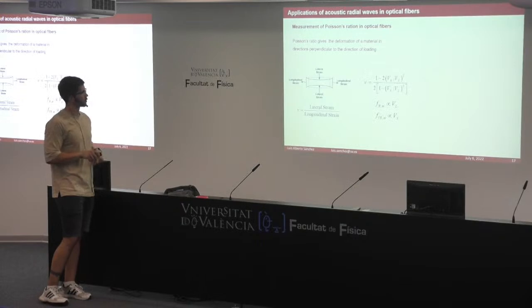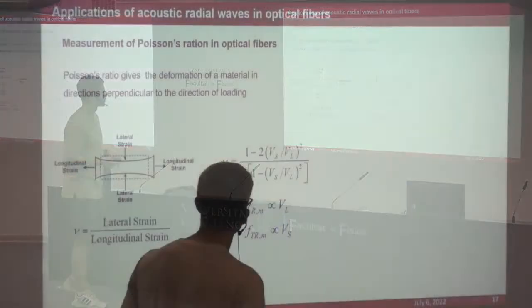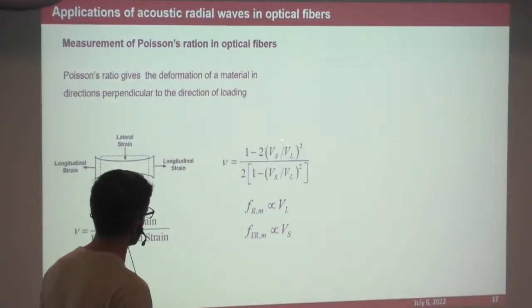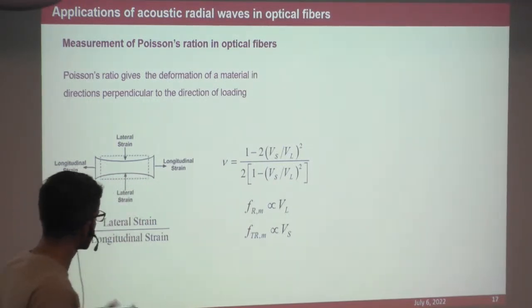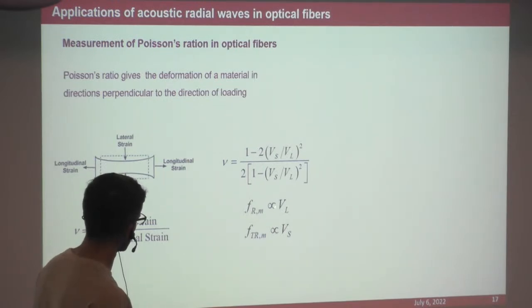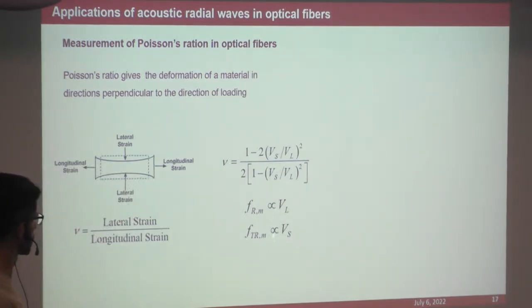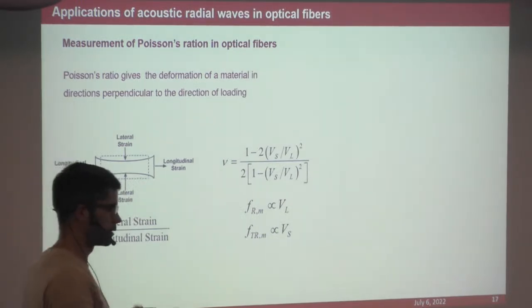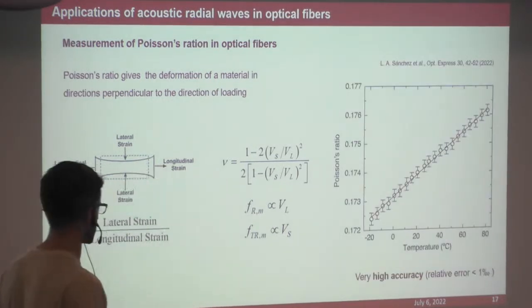So Poisson ratio can also be calculated using the shear and longitudinal acoustic velocities, two different properties of solids. They are the velocities at which transverse and longitudinal waves propagate in a medium, which are different. And the radial modes are proportional to the longitudinal velocity, and the torsional radial modes are proportional to the shear velocity. So we can combine the measurements of these two frequencies to calculate the Poisson ratio.